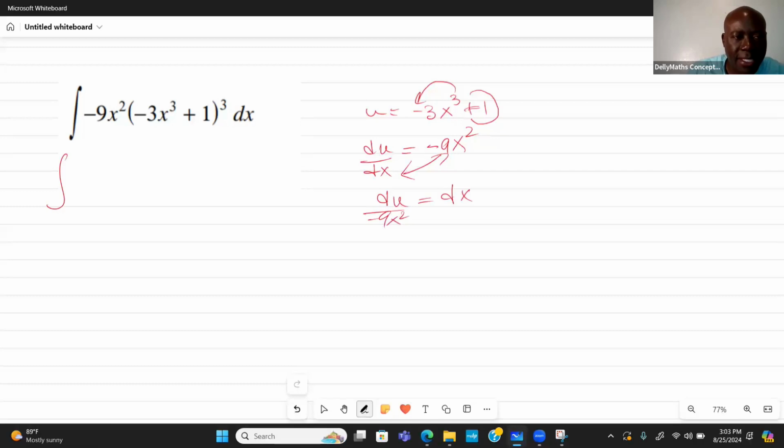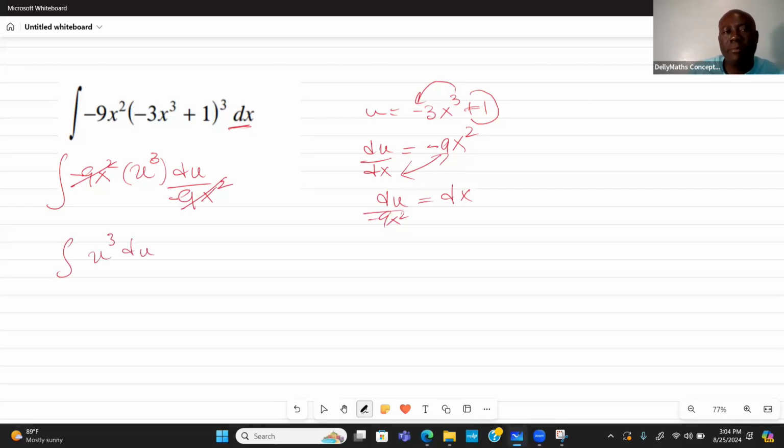What we really have is negative 9x squared. This is u. Remember, so this is u raised to the third. And then we have dx, but instead of writing dx, I'm going to replace the dx with du over negative 9x squared. From this, you're definitely seeing where we are able to cancel this negative 9x squared with this. So let us take a closer look. What we really have is actually u raised to the third du.